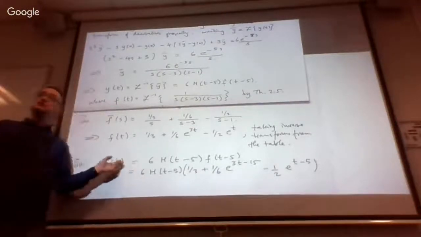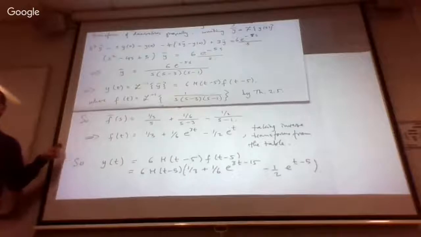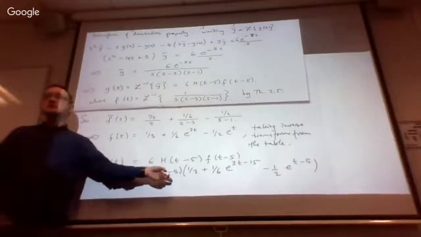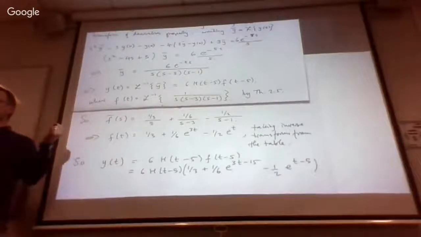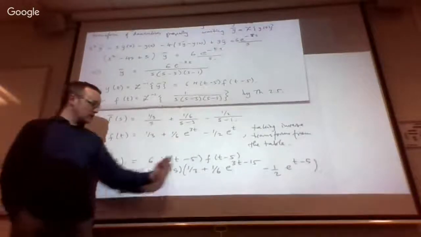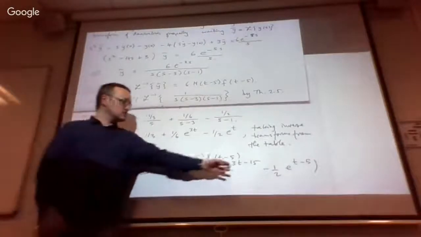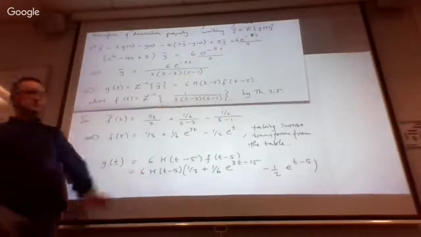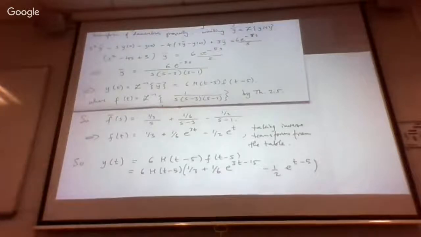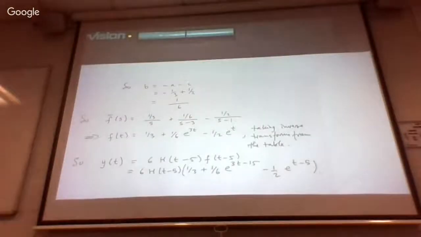So our solution y is 0 everywhere before t equals 5. From the point t equals 5, it then switches on all this other stuff. So it switches on this combination of constant and 2 exponentials scaled by 6. Okay. Is that okay? Any questions at all on the process?